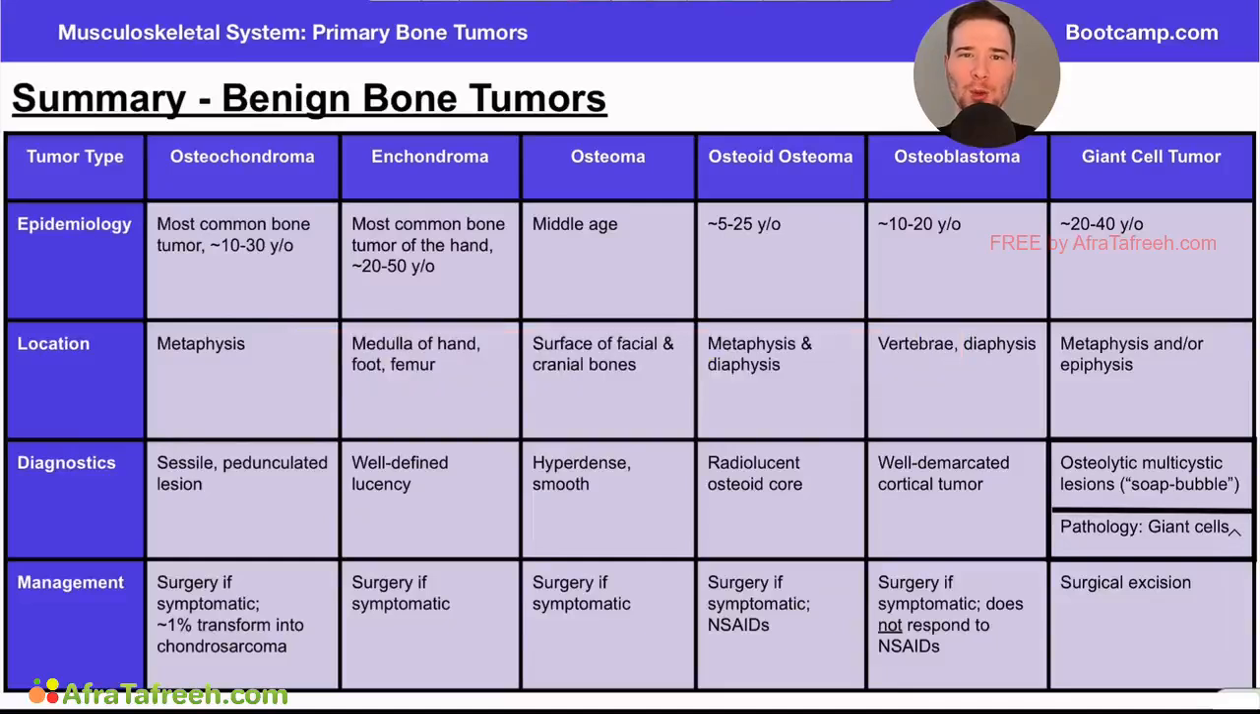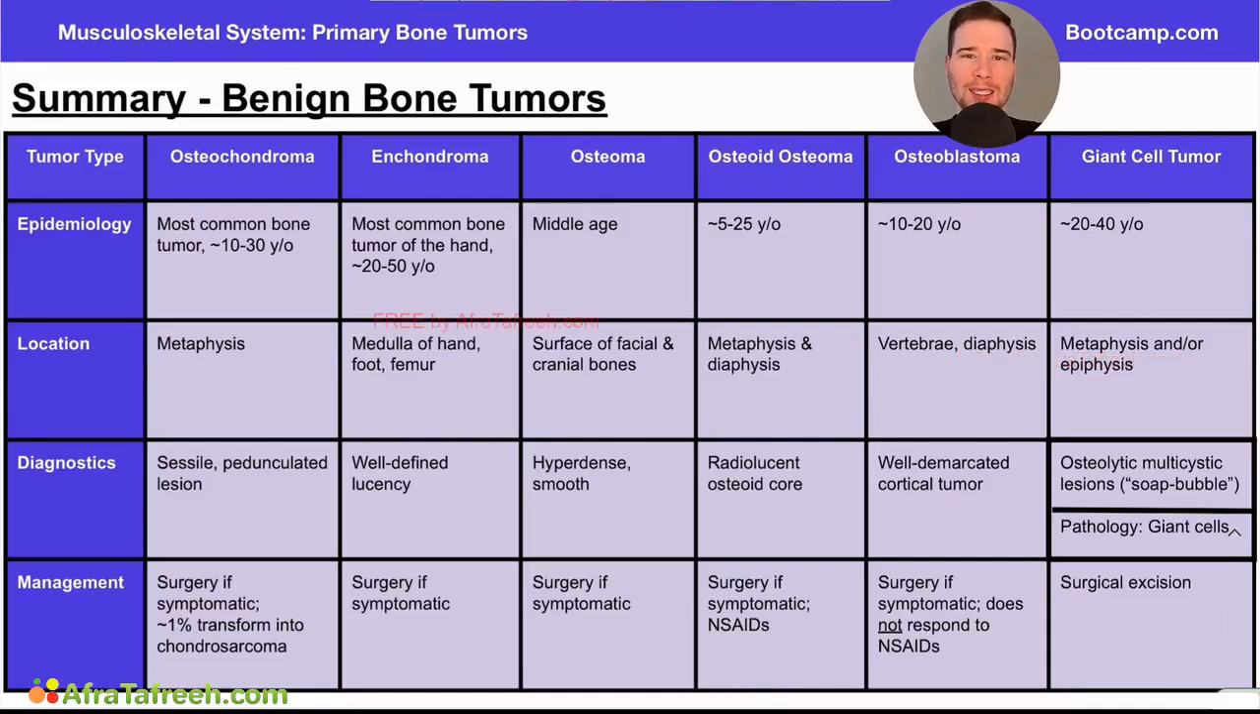So to wrap up this chapter, we're going to do a little bit of a summary video where we really break down some of these benign bone tumors. And the next slide, we'll talk about some of the malignant bone tumors. This is really just a general overview video. Won't take too long. If you want detailed looks at all of these individual bone tumors, go ahead and check back at the earlier videos in the chapter. This is really just a summary.